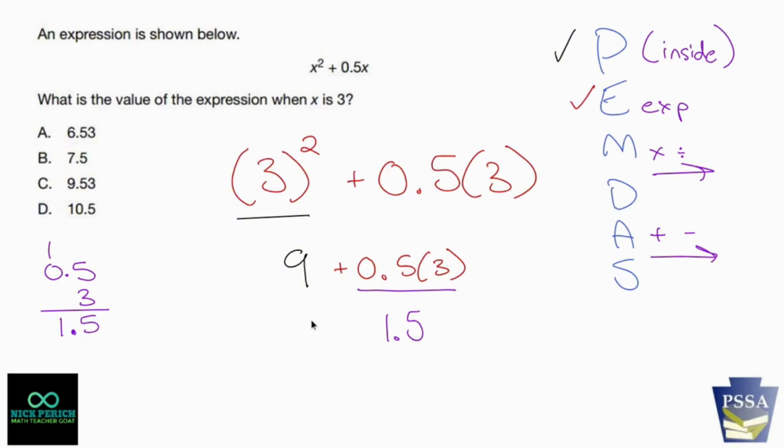So we bring down what's left over, 9 plus 1.5, and 9 plus 1.5 is 10.5, because after the multiplication we only had one addition problem to go. 10.5, 10 and a half, 10 and 5 tenths. The answer is going to be D.